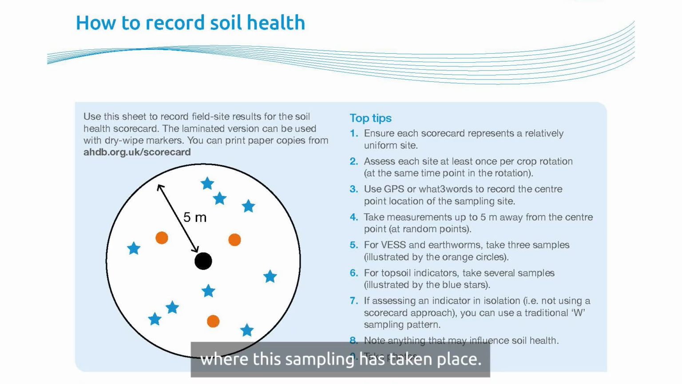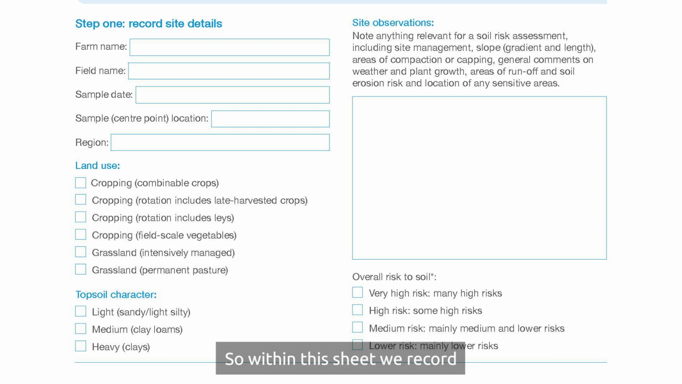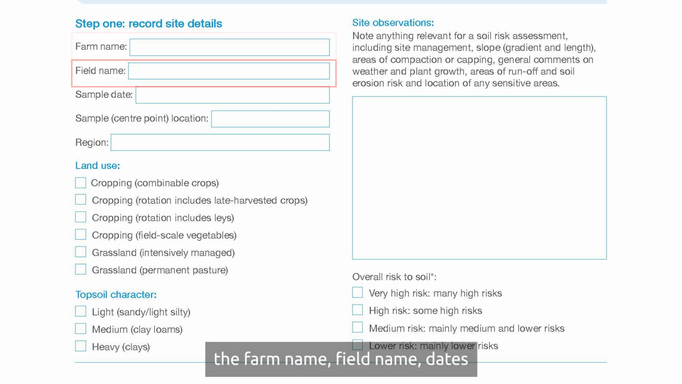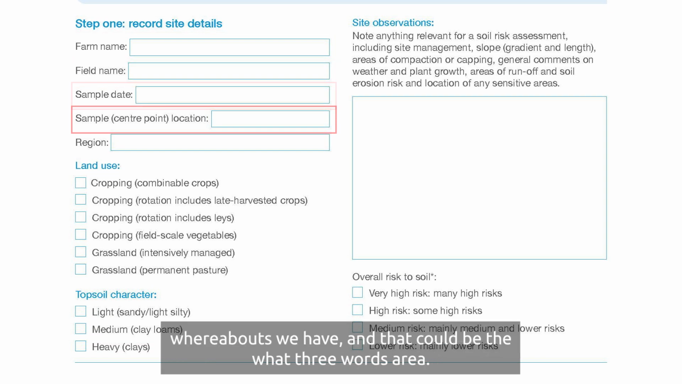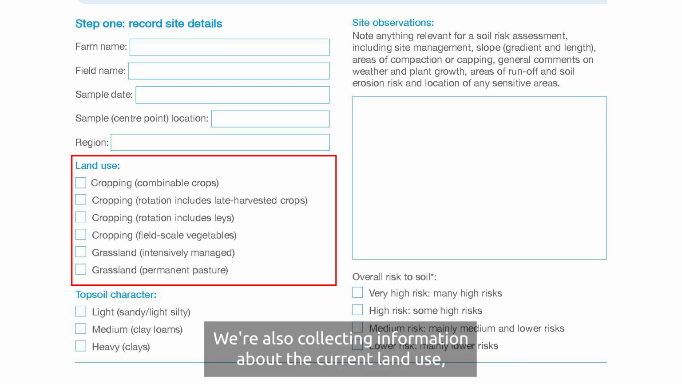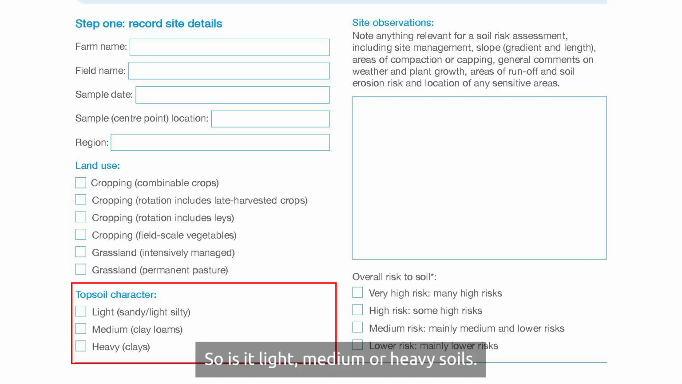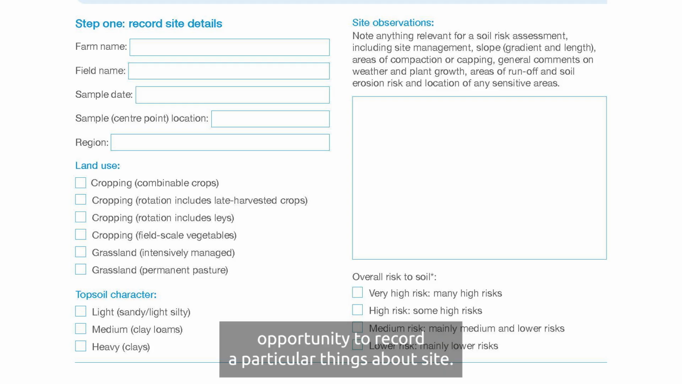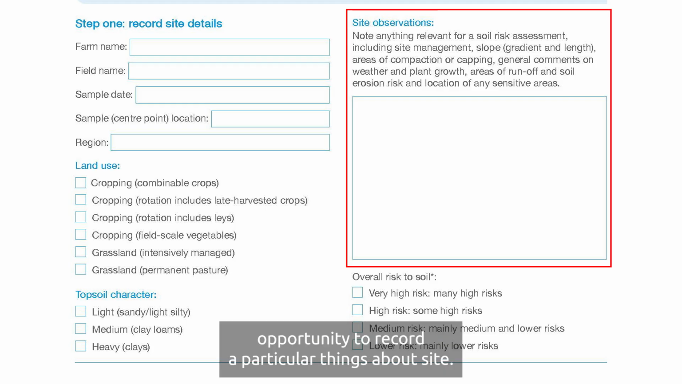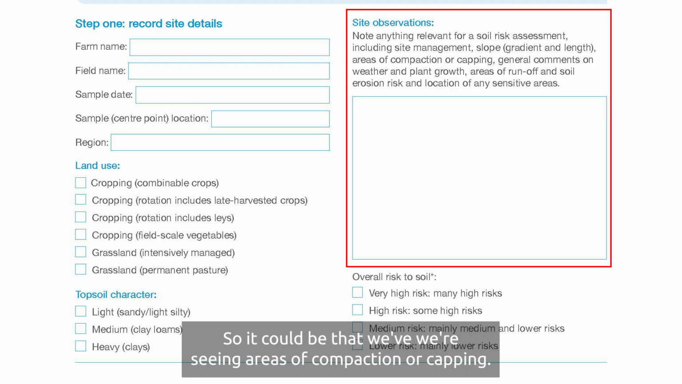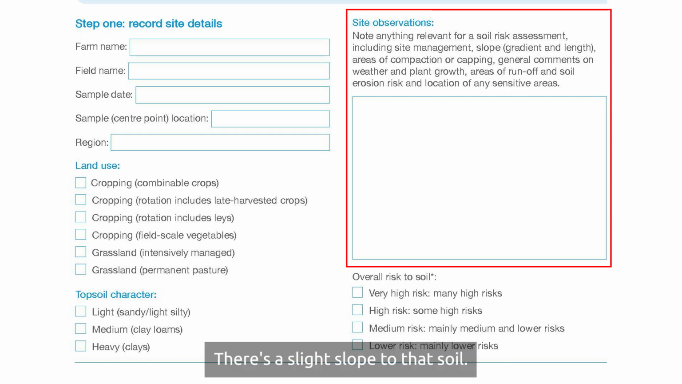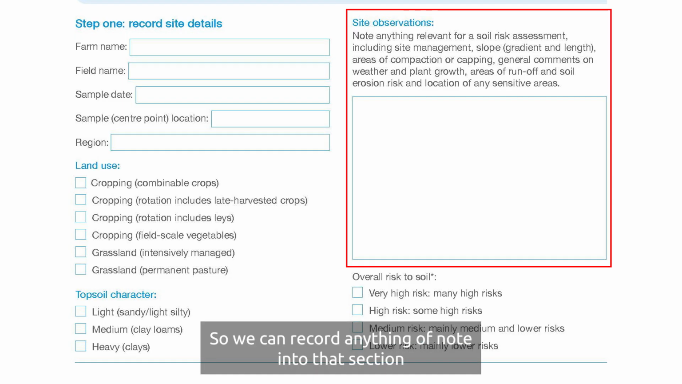So some people are using GPS or what3words to record where this sampling has taken place. Within this sheet we record the farm name, field name, dates, and whereabouts, and that could be the what3words area. We're also collecting information about the current land use, and what the topsoil character is, so is it light, medium or heavy soil.